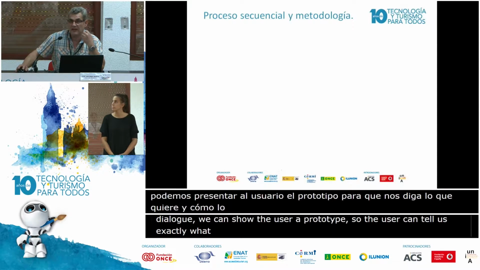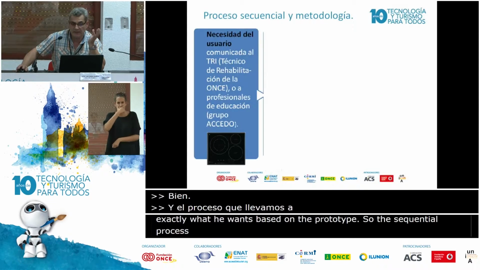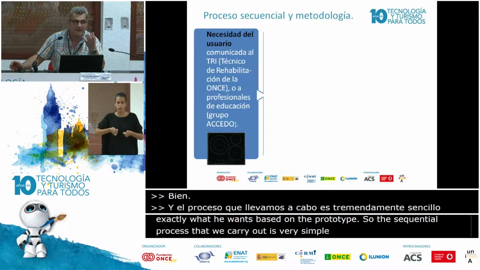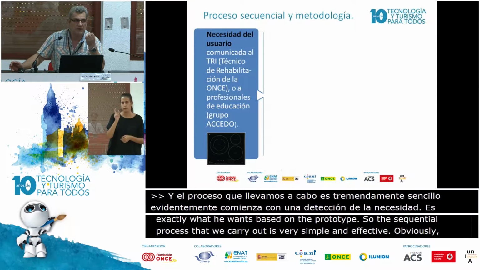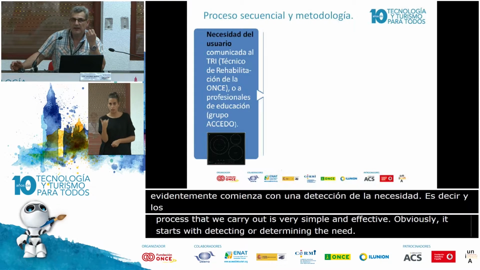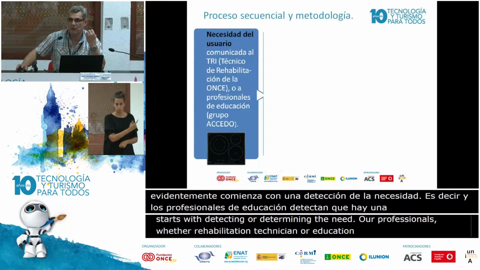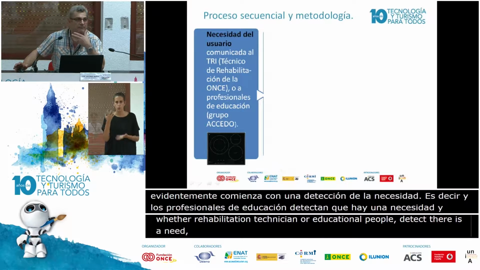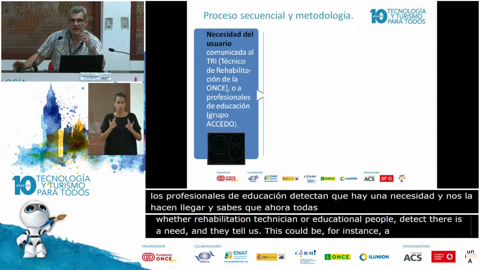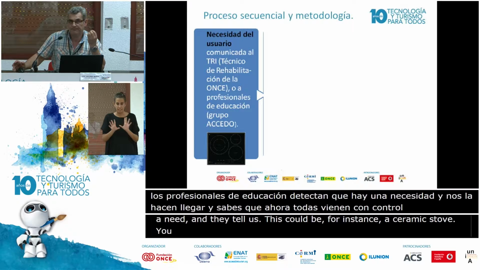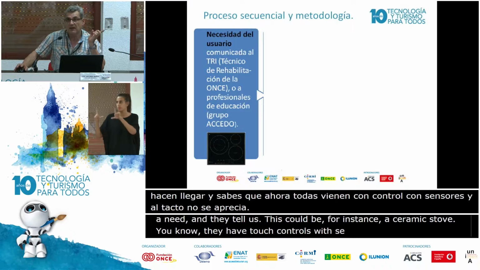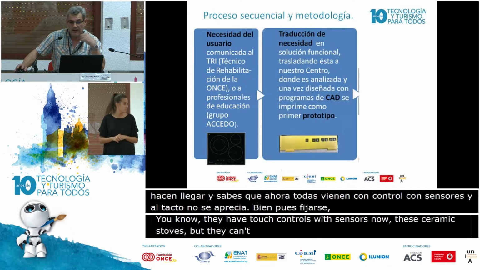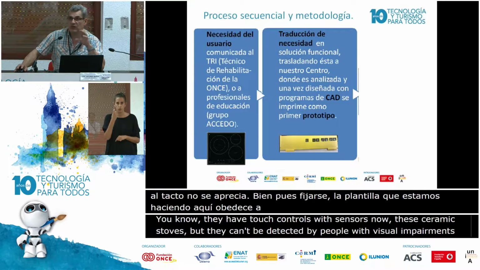So the sequential process that we carry out is very simple and effective. Obviously, it starts with detecting the need, determining the need. Our professionals, whether they're the rehabilitation technician or the educational people, detect a need, and they tell us. This could be, for instance, a ceramic stove. You know that they'll have touch controls with sensors now, these ceramic stoves, but they can't be detected by people with visual impairments. You'll see this solution that we have resolves this problem.